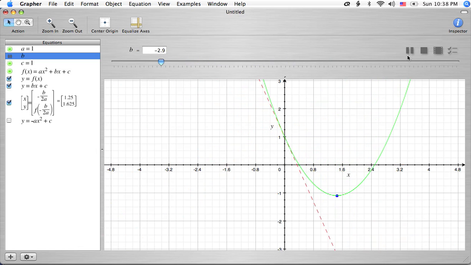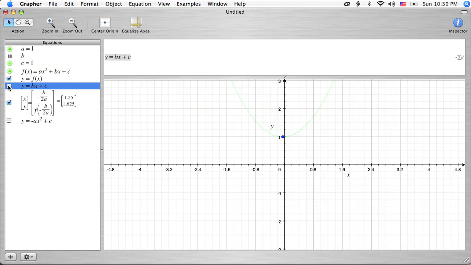both the line, the red dashed line, and the parabola itself are doing some strange motion. Let me turn off the line for a second. You might remember that's this particular thing. If I just click that, the line is off. And we've got some strange behavior going on with this parabola.